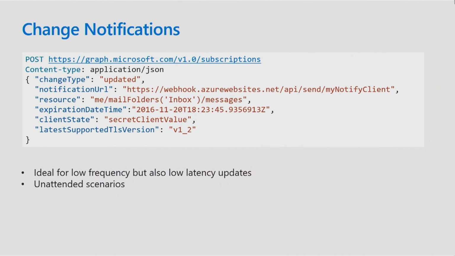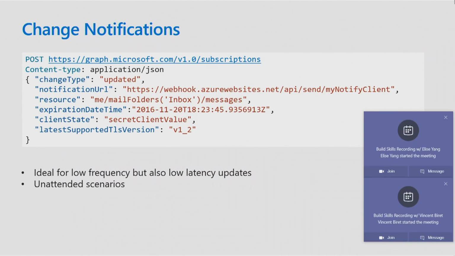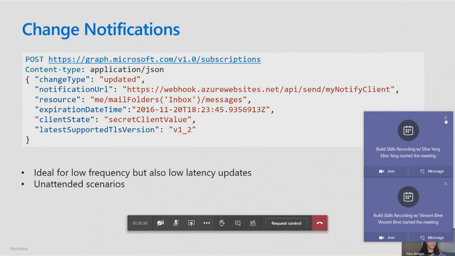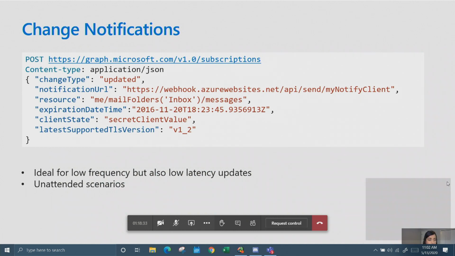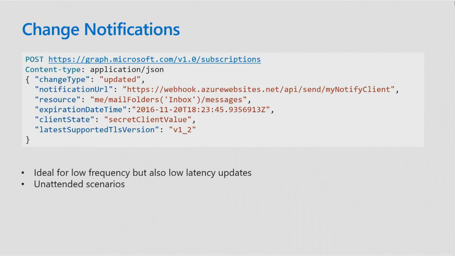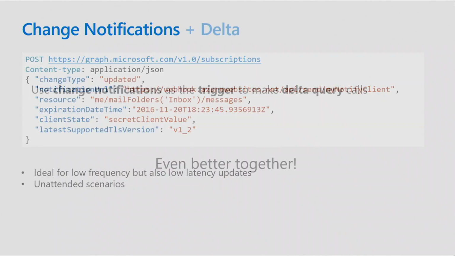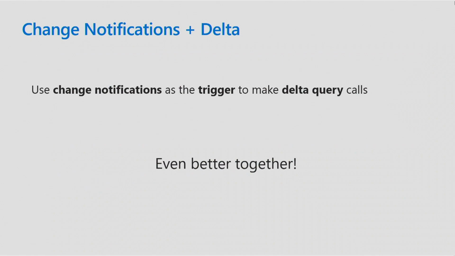So the way this works is you subscribe to a particular resource. In this case, we're subscribing to the mail folders and the messages on that mail folder, and you provide us with a callback URL. And when something changes, we will call back your service to tell you, yes, there is data that has changed in this particular API. And this is another valuable thing. It becomes a little bit of a problem when you have a larger volume of data. And that's where you get to combine the two things. You can actually use change notifications as the trigger to go and make your delta calls. So when you use those together, they're even better.